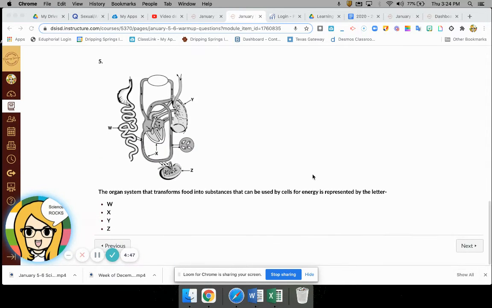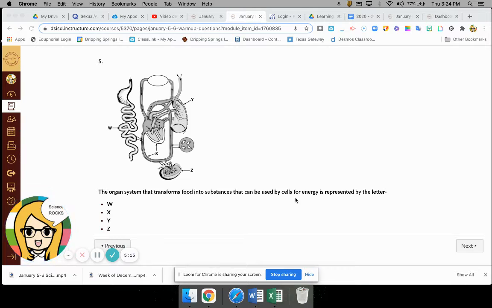And number five is a kind of unearthed style diagram of the internal bodies, the body systems all together. And it says the organ system that transforms food into substances that can be used by cells for energy is represented by the letter. So you have to ask yourself which system transforms food into substances that the cells can use.